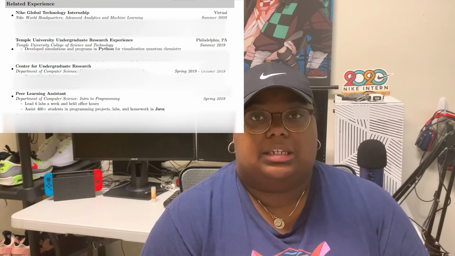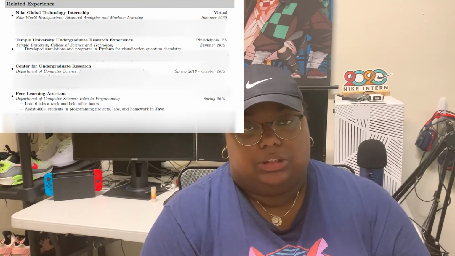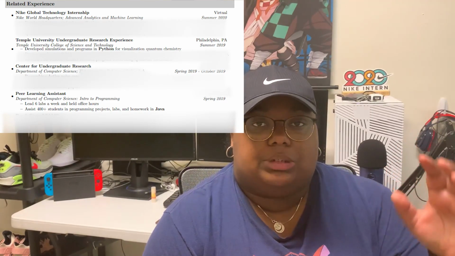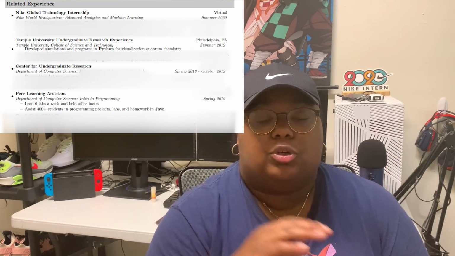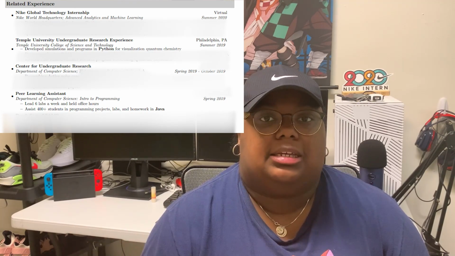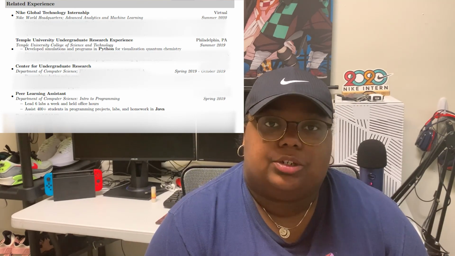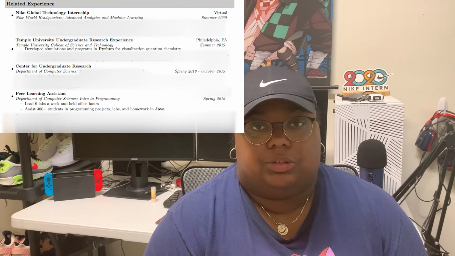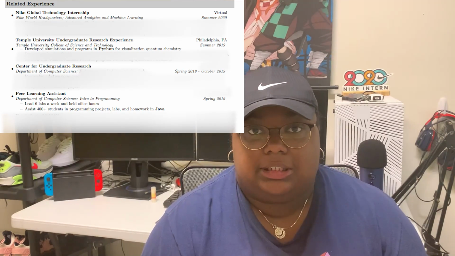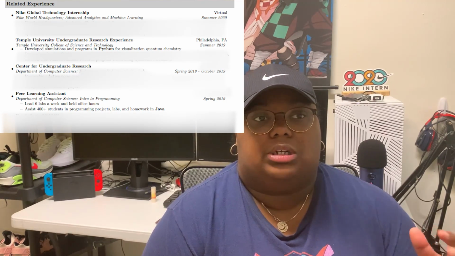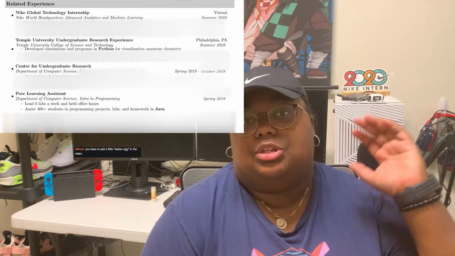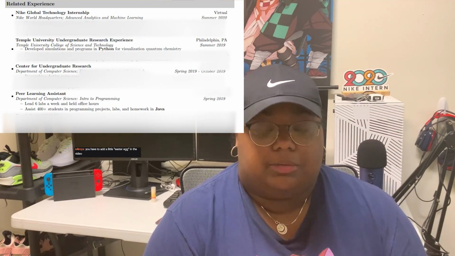The next section, I think, is the most important one: your past experiences. It is called related experience. The opportunities listed in here go from most recent to least recent. So the first opportunity at the top is Nike. That is the most recent experience that I have. And directly under it is the team that I was on, Advanced Analytics and Machine Learning. I think that's important to be clear for the employer: okay, this is where I worked and this was the team that I was on.